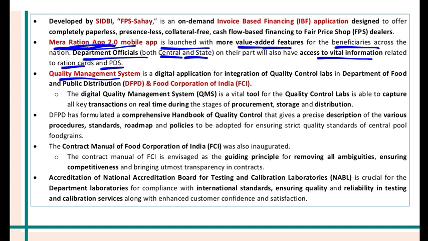What is PDS? So it is through the PDS that you get the National Food Security Act food distributed, right? Even under the Pradhan Mantri Garib Kalyan Ann Yojana and Mera Ration app. So this ministry is called Ministry of Consumer Affairs, Food and Public Distribution.